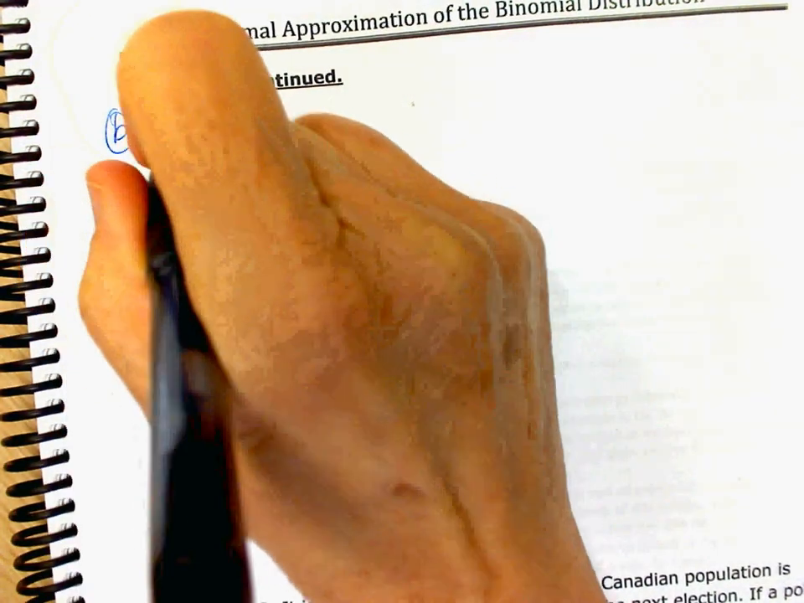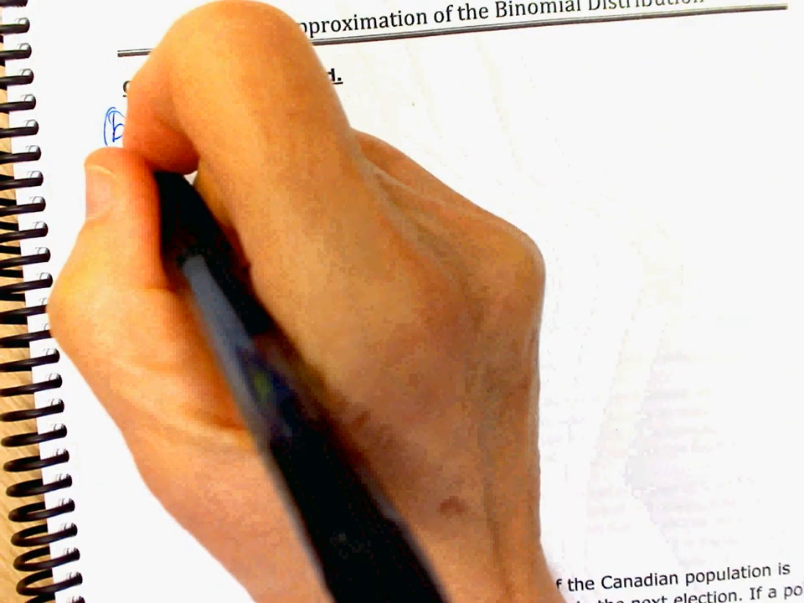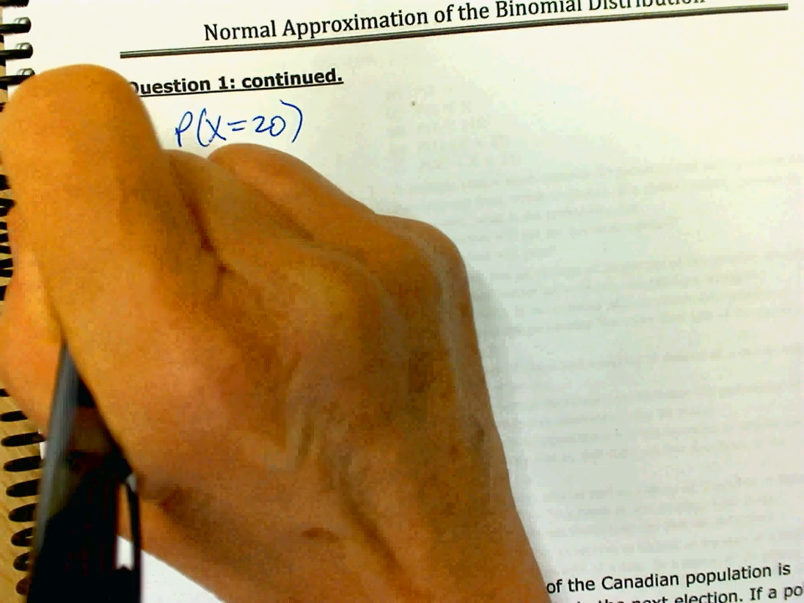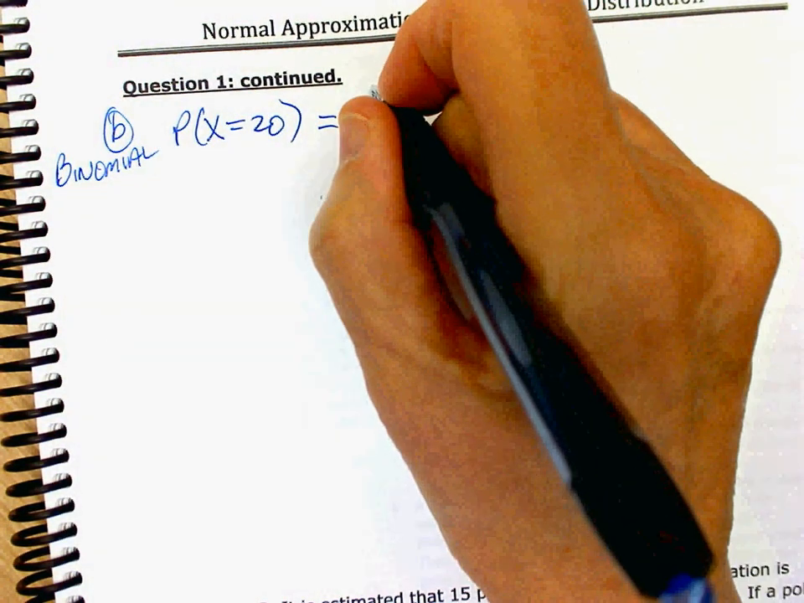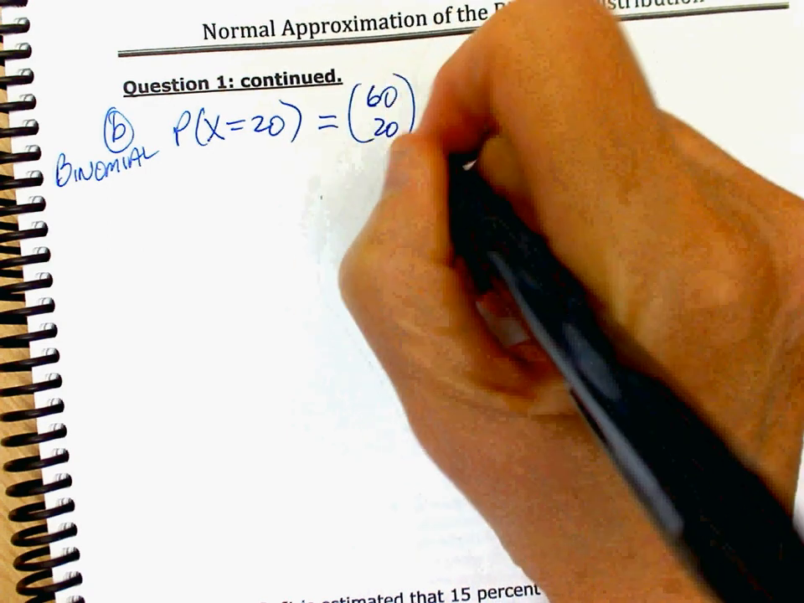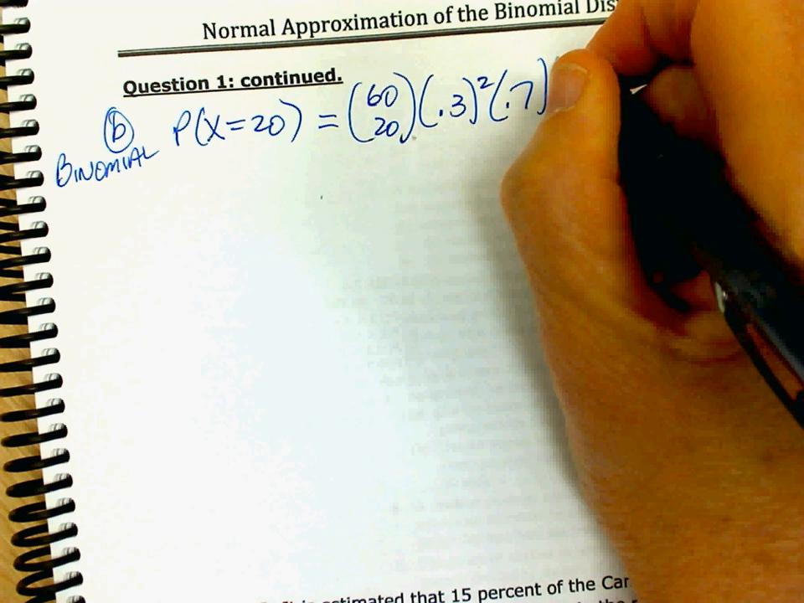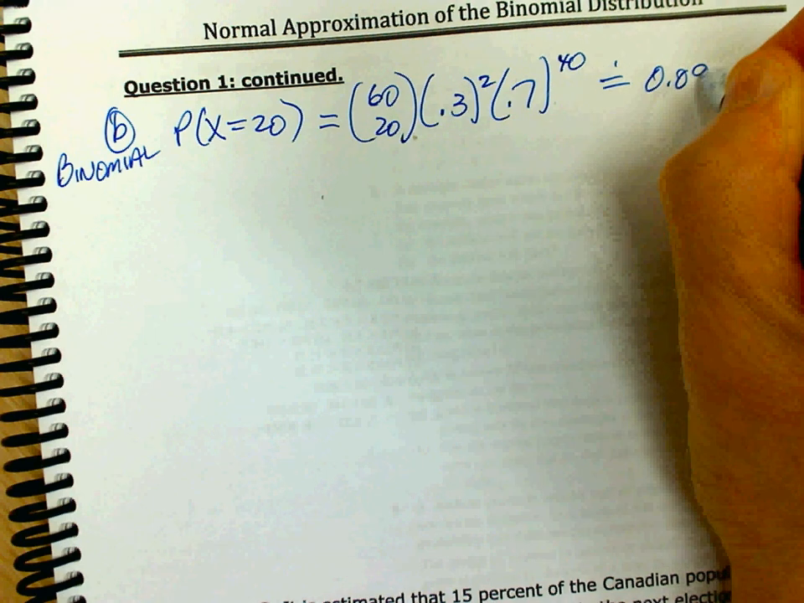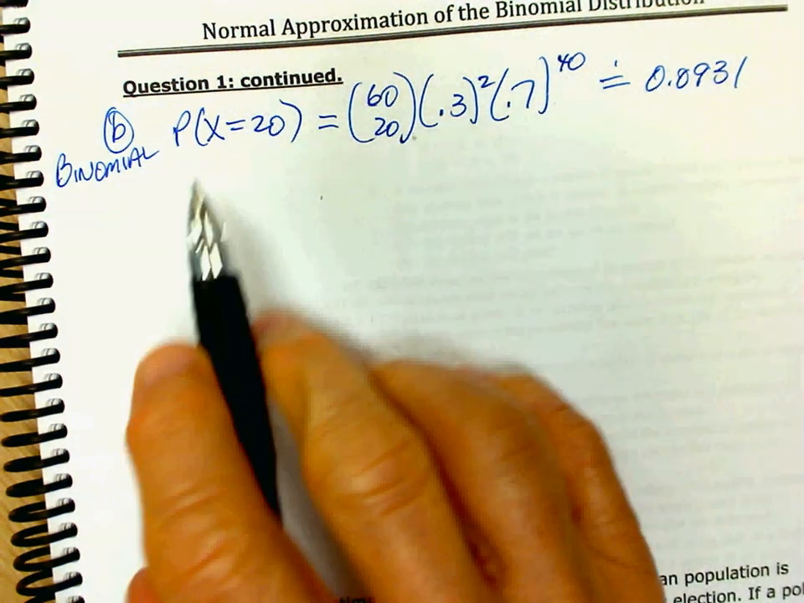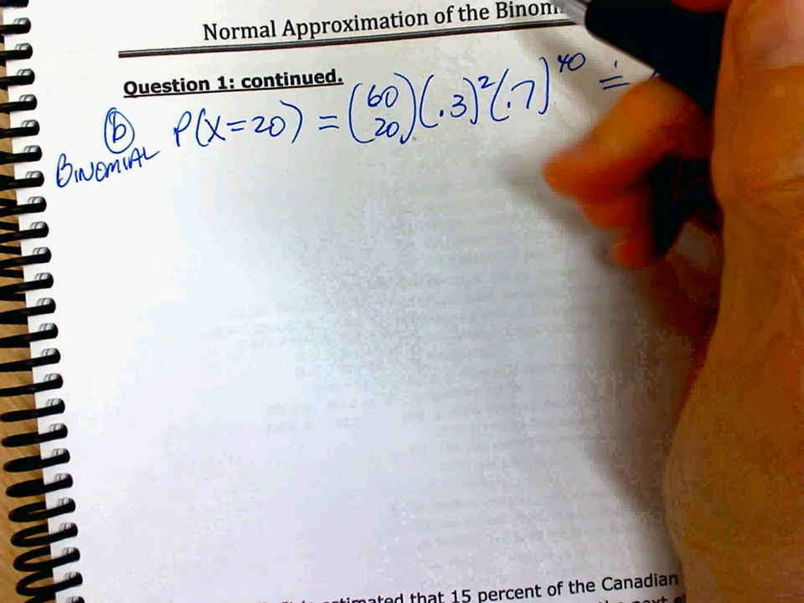Part B. Probability x equals 20. Now this is going to be using binomial. All right, is equal to 60 choose 20, 0.3 to the 20, 0.7 to the 40. And that's about 0.0931. If you just take my word for it, this is just a review from the last unit. This should be a 20, right?